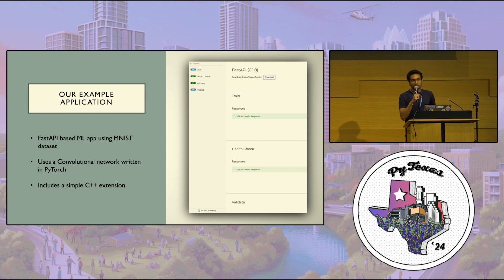So our example application, this is what I built. By the way, this is all on GitHub, so we'll give you the link later on. It's a FastAPI based machine learning application which uses the very famous MNIST data set. MNIST is handwritten digit recognition. I just trained a very simple convolutional neural network in PyTorch, but the main thing is that I included a very simple C++ extension. This small extension will make the image building a little bit more spicy.